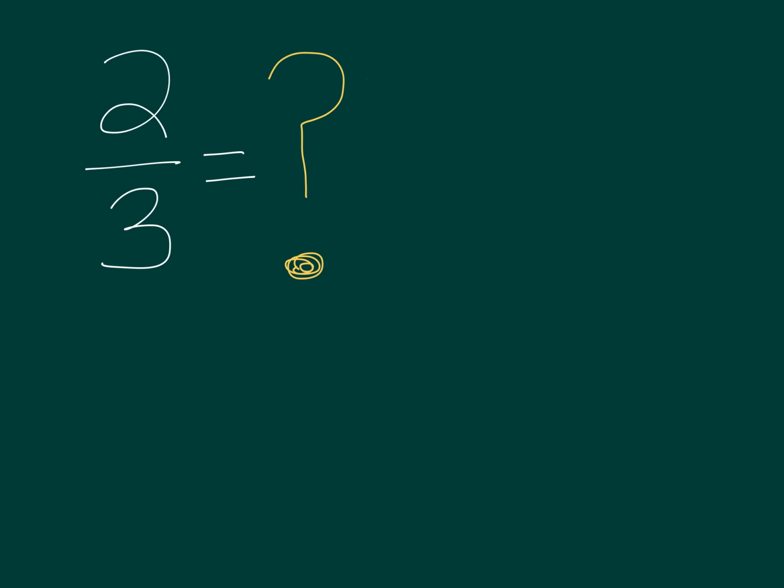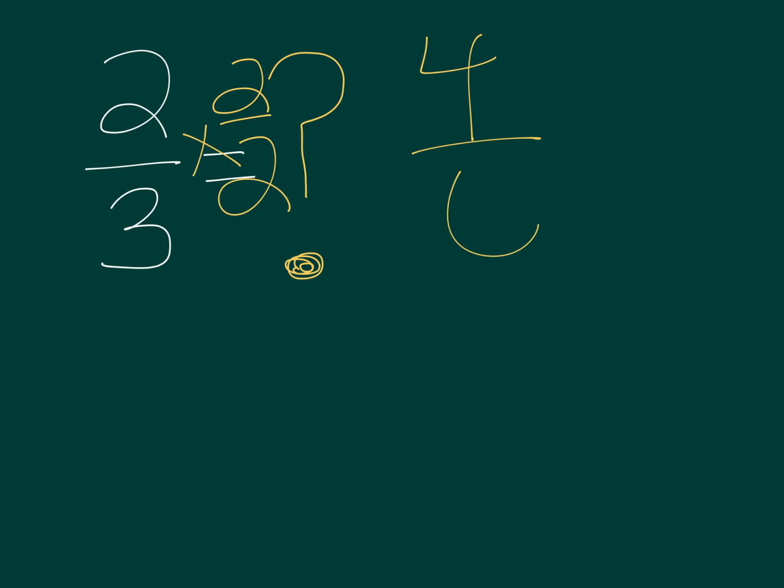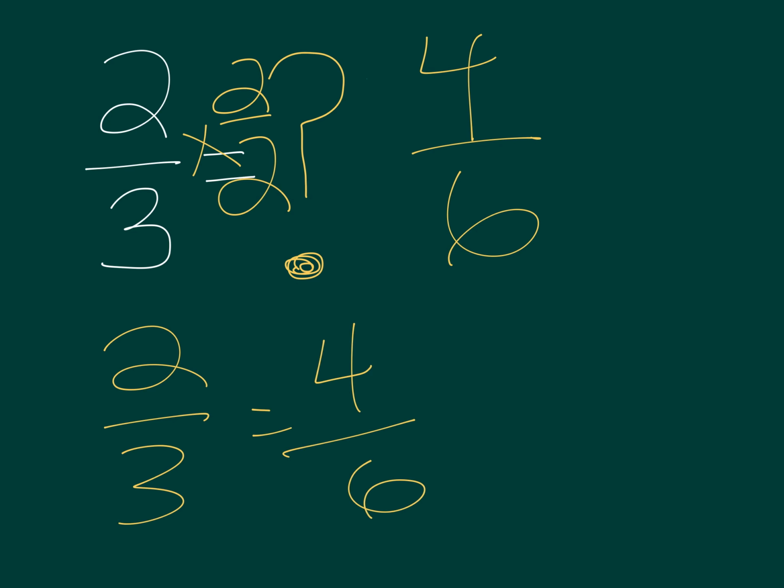So let's take a look at a couple of our own and make some proportions. If we have 2/3, how could we make an equivalent proportion? Well, we could start with 2 times 2, and we would get 4, and we could do 3 times 2, and we would get 6. So 2/3 would equal 4/6.